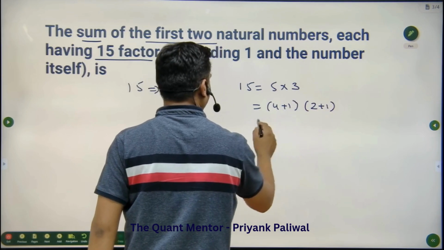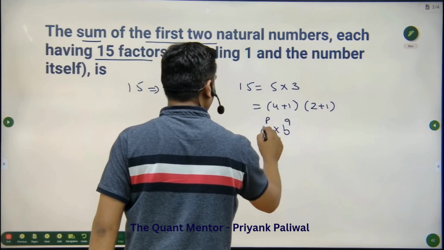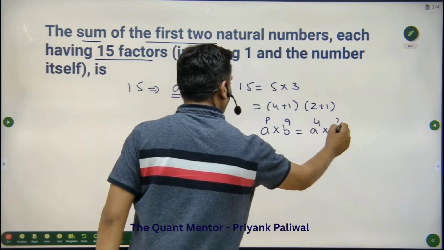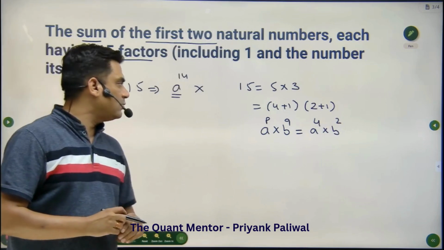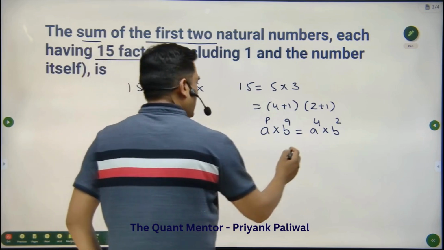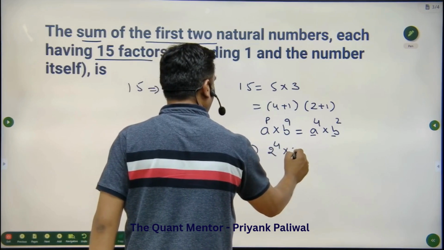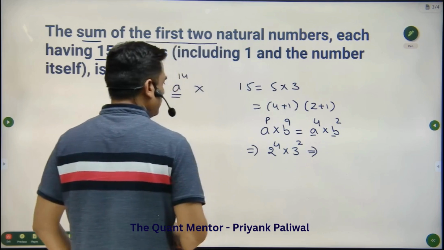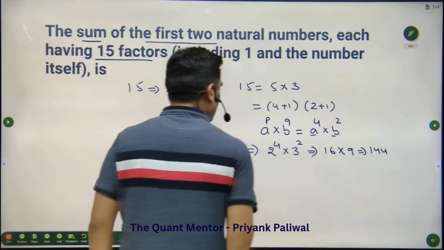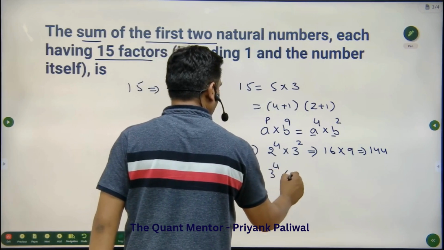So 5 into 3 means it is 4 plus 1 into 2 plus 1. So if I compare this with a to the power p into b to the power q, it is a to the power 4 into b to the power 2. So p and q take the values 4 and 2, so that becomes p plus 1 into q plus 1. Here a and b are prime numbers. So let us take the smallest primes, 2 to the power 4 into 3 square. What is 2 to the power 4? 16. And what is 16 into 9? Which is 144. Can I flip them? So if I flip them, I'll take 3 to the power 4 into 2 square.